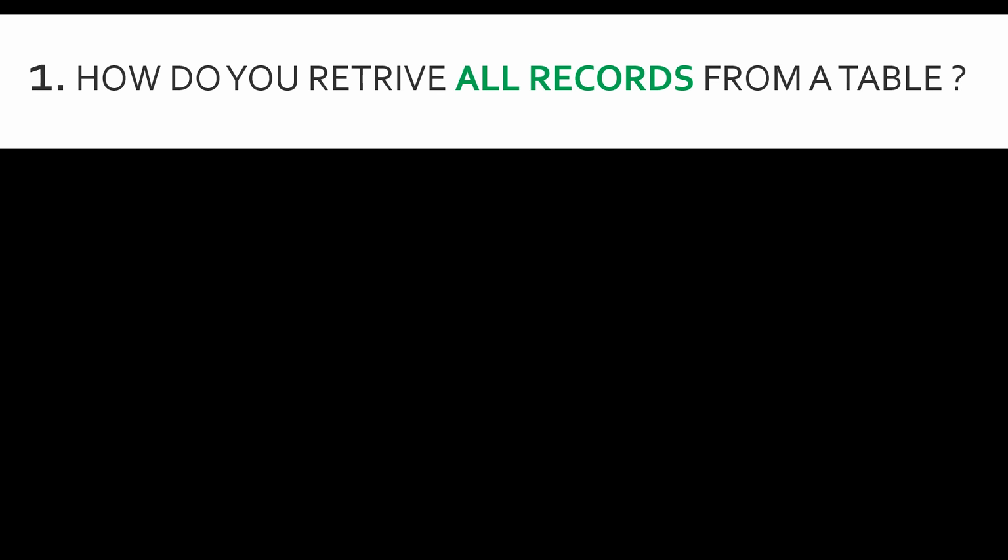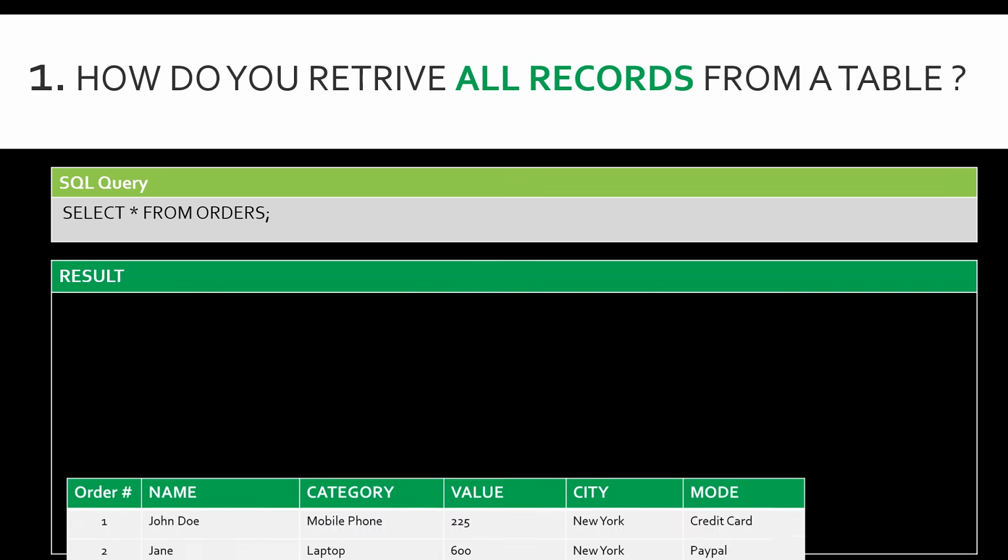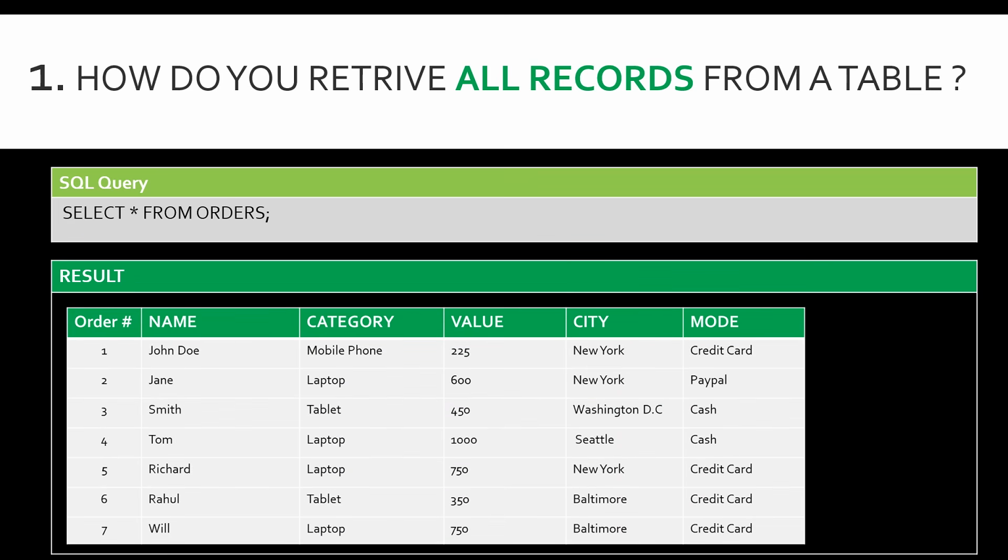Question number one. How do you retrieve all records from a table? This is one of the most commonly asked and basic questions anyone will ask you in an interview. So the SQL query for that is select star from table name. In our example, the table name is orders, so it's select star from orders. And the result would be all the rows and fields we saw in the table would be displayed.